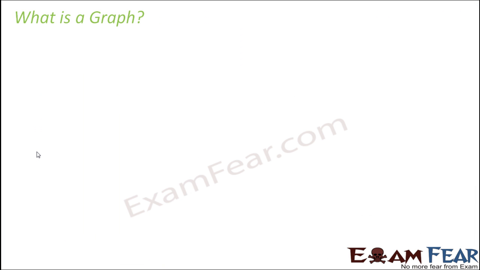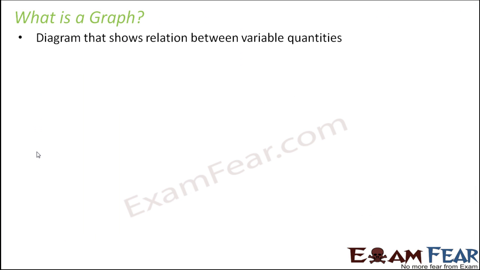Now, what exactly is a graph? So a graph is nothing but a diagram that shows the relationship between variable quantities. Now, what are variable quantities? Quantities which do not have a constant or a fixed value. So their values keep changing.